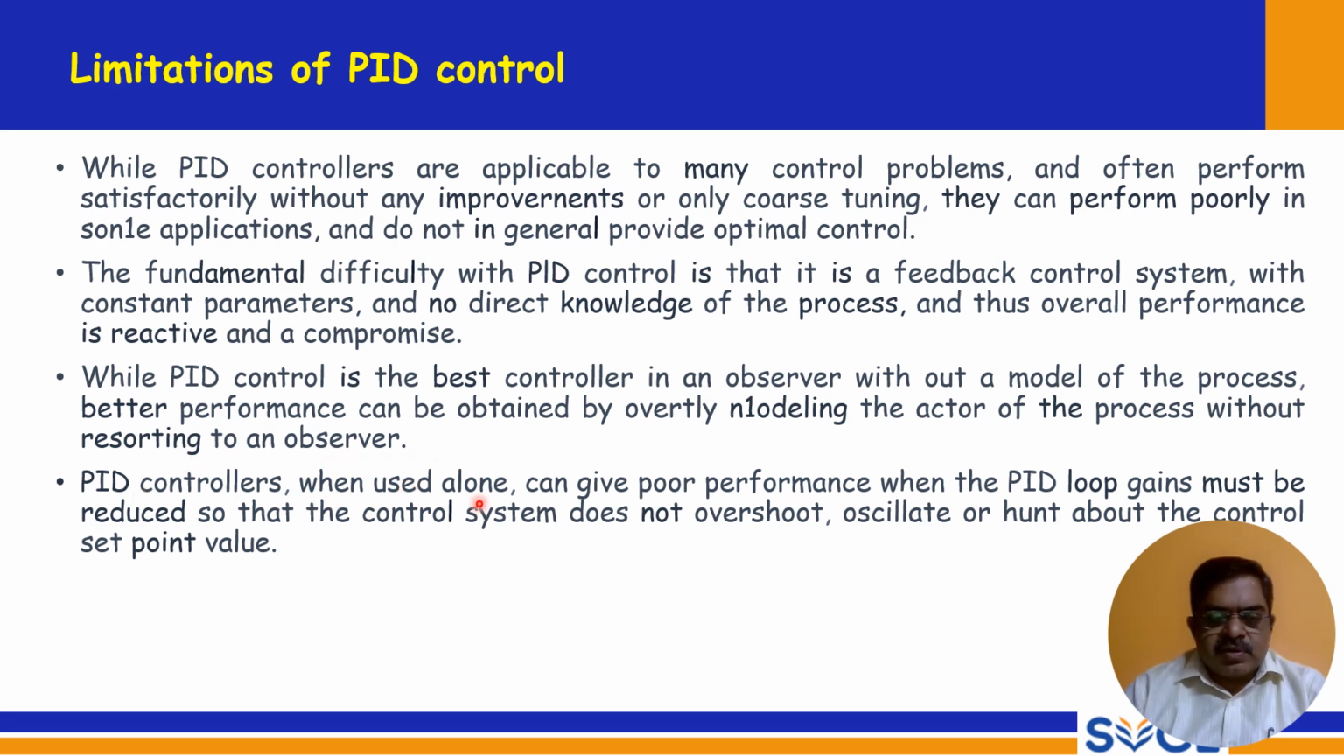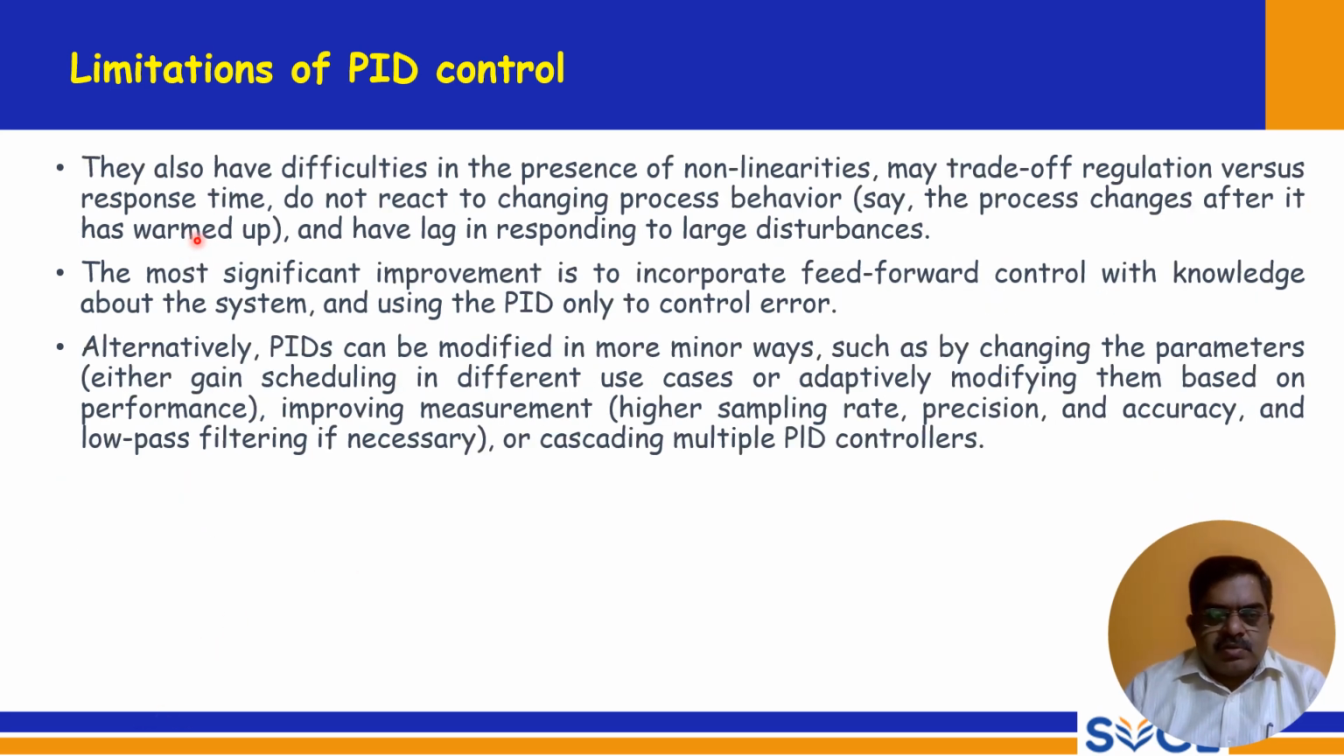PID controllers, when used alone, can give poor performance when the PID loop gains must be reduced so that the control system does not overshoot, oscillate, or hunt about the control set point. They also have difficulties in the presence of non-linearities, may trade off regulation versus response time, and do not react to changing process behavior. Say, for example, the process changes after it has warmed up, and they have a lag in responding to larger disturbances. The most significant improvement is to incorporate feed-forward control with knowledge about the system, and using the PID only to control error.